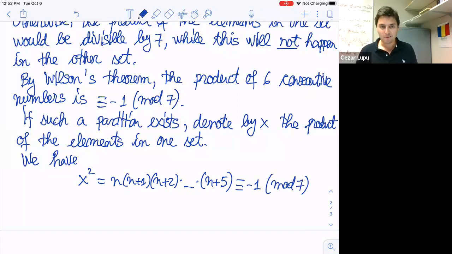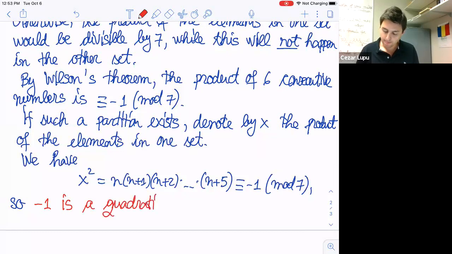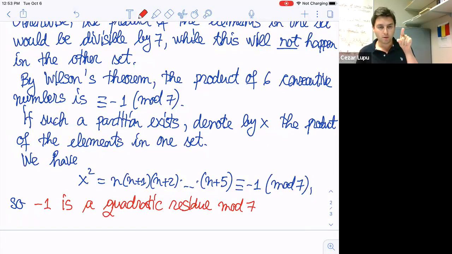So this means what? And I'm going to say something here that we will be talking about in the second part of this lecture. So this means that, and I'm going to write it in red here, that -1 is what we will call a quadratic residue mod 7. So we say that a number A is a quadratic residue if it is a solution of this congruence, x squared is congruent with A mod prime P. In this case, we obtain that -1 is a quadratic residue mod 7, which doesn't happen, as we'll see, which is false. So we get a contradiction.